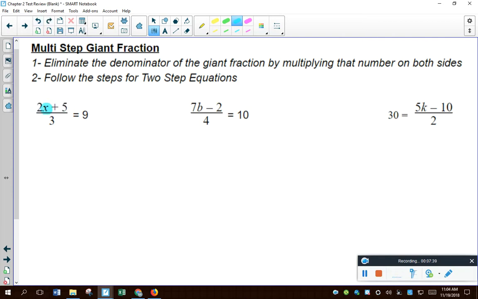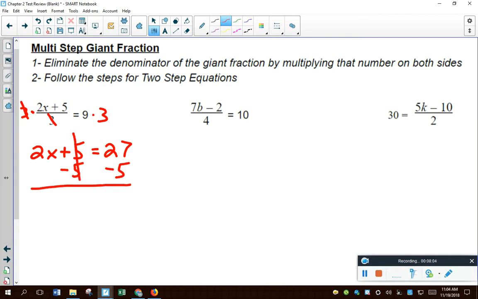So in order for me to access my numerator, the 2x plus 5, remember the goal is to get x alone, I need to get rid of a giant division by 3. The inverse of division is multiplication, so I'm going to times by 3 on both sides. We're left with 2x plus 5 is equal to 9 times 3 is 27. Again, we have broken it down to a two-step equation, so I'm going to subtract 5 from both sides. Our 5's cancel, and I'm left with 2x is equal to 22.